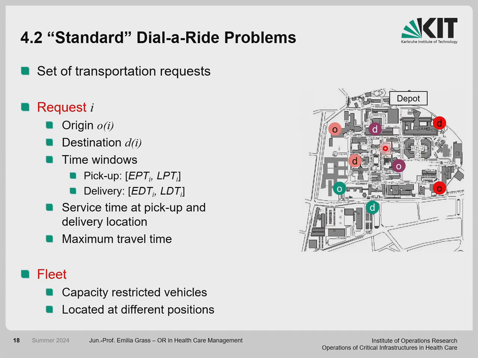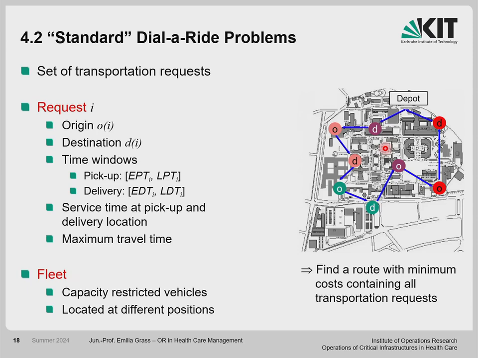Okay, and then we have fleet characteristics. So we know that our vehicles are restricted, so we don't have unlimited capacity available. We have maybe 3 seats or 2 wheelchair seats, stretcher or something like this, and they could be also located at different positions. Okay, that we have to take into account.